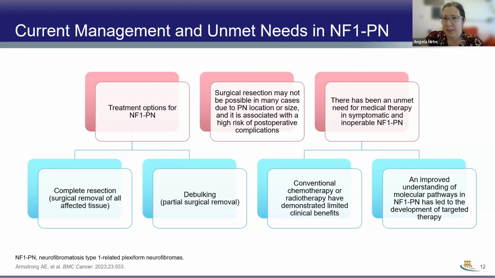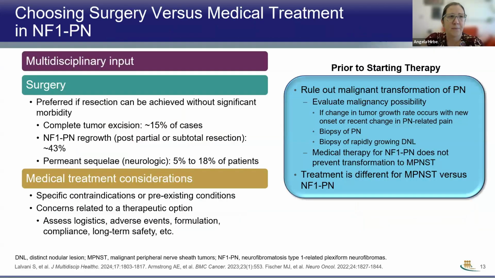And so there's really been an unmet need for systemic therapies. So we know from prior research that conventional chemotherapy and radiation therapy are really not effective for these tumors, and carry more risk than benefit. But an understanding of the molecular pathways has led to the development of targeted therapies for NF1 plexiform neurofibromas.